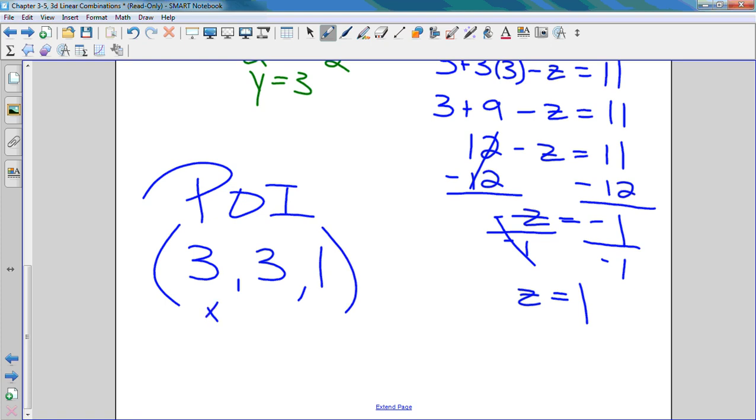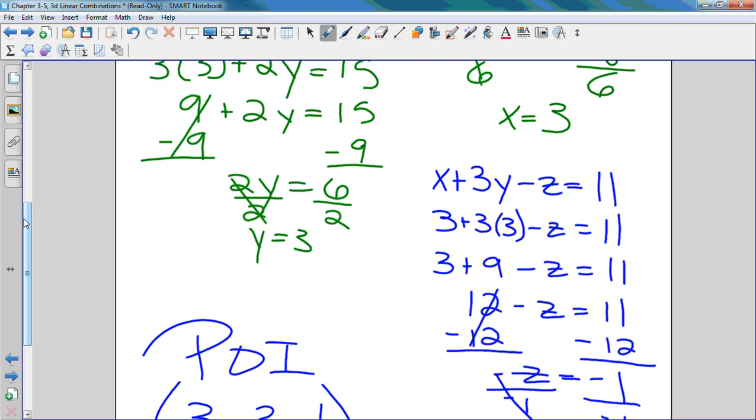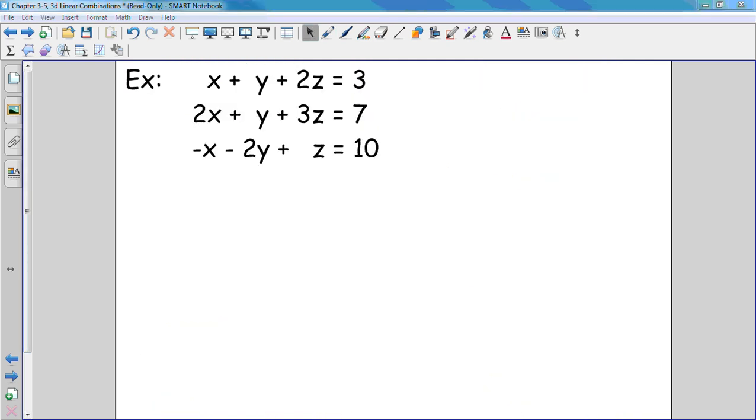Oh, this is a lot of work. It's a lot of work, but is it that difficult? No. It's just adding one more step to what we're already doing. Okay. Now let's do another one.